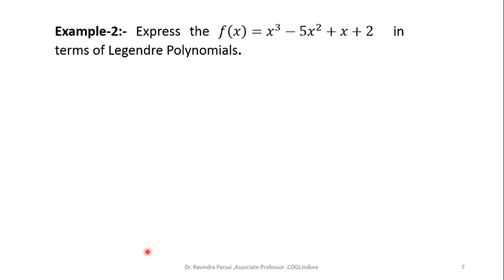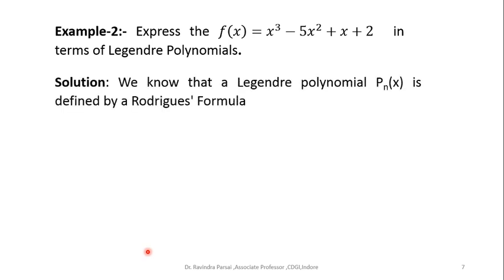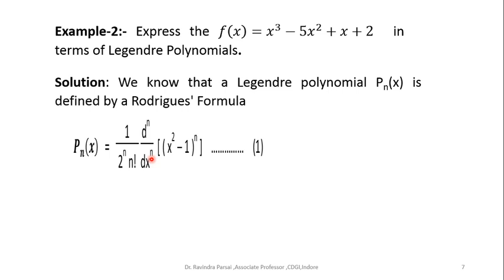Let me come to another example in which we use the most important property of Legendre polynomial, the Rodrigues formula. In this type of question you have to express a given polynomial in terms of Legendre polynomials. For this, the best help is the Rodrigues formula. So first of all, we write the Rodrigues formula: a Legendre polynomial is defined as 1 by 2 raised to n factorial n, d raised to n upon dx raised to n of (x square minus 1) raised to n.